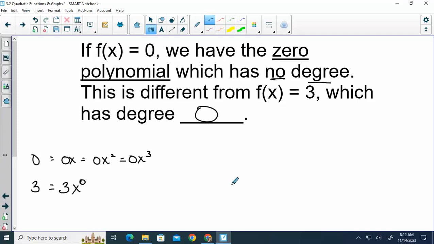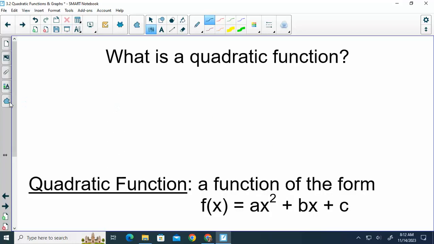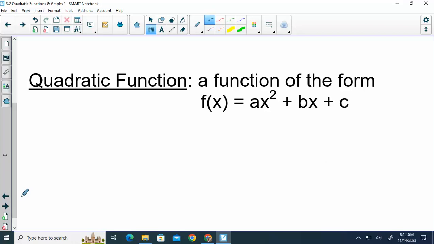Alright, so that's some stuff with polynomials, and we will be doing more of that in the coming sections. Today we are focusing on the quadratic function. What is a quadratic function? Haven't we kind of seen quadratics already? We've talked about parent functions, we had quadratic. It was something with a square in it. So quadratic is anything of the form ax squared plus bx plus c.